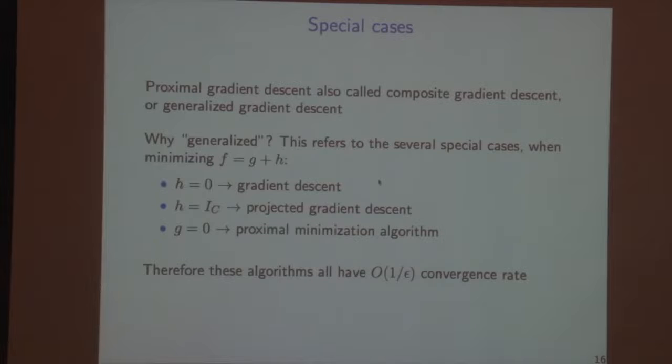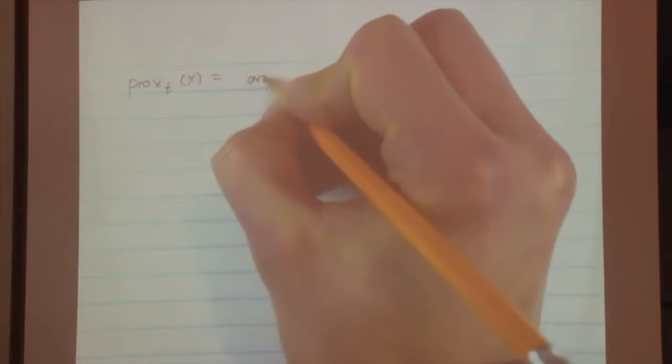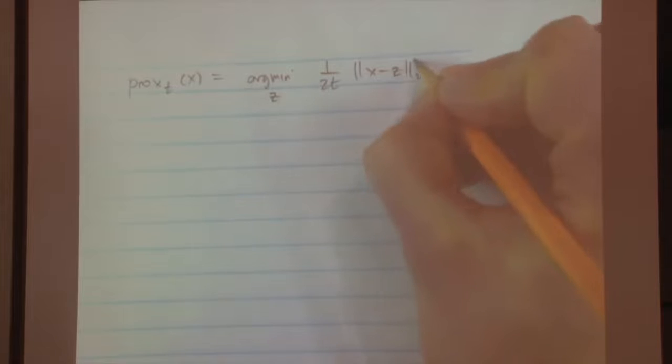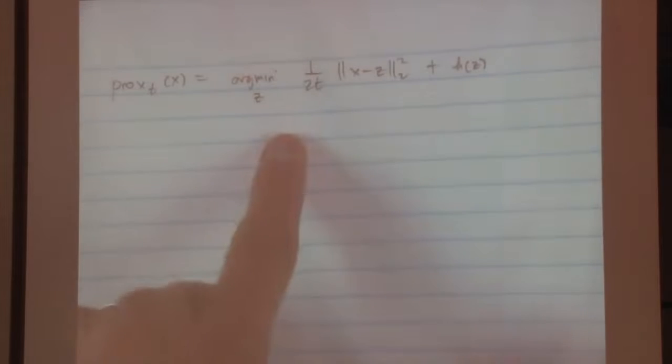So it's a more general version of, for example, any of these algorithms. When you take h equals 0, I claim that we just get back gradient descent. I didn't write that out in the next slide. Why is that true? So remember the proximal operator associated with h at some level t, it's just defined as the argmin over all z of 1 over 2t times the norm of x minus z squared plus h of z. It's the point that minimizes this criterion.